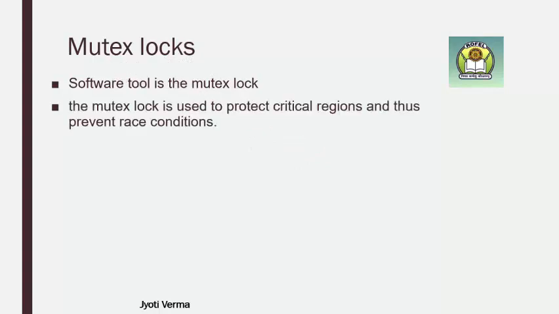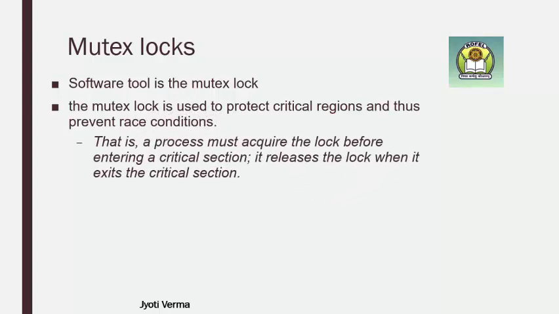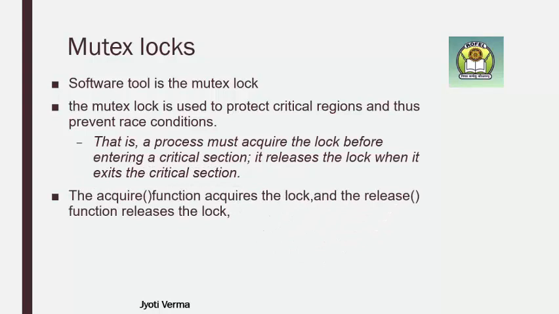Now another software solution is mutex. Mutex is a software tool for the critical section. The mutex lock is used to protect the critical section and thus prevent the race condition. That is, a process must acquire the lock before entering a critical section, and it must release the lock when exiting the critical section. The acquire function acquires the lock and the release function releases the lock.